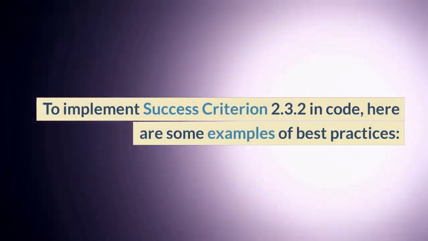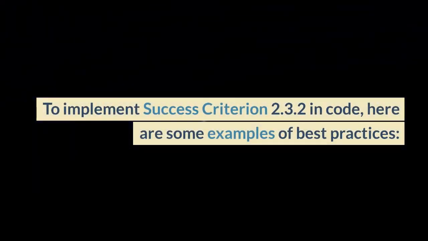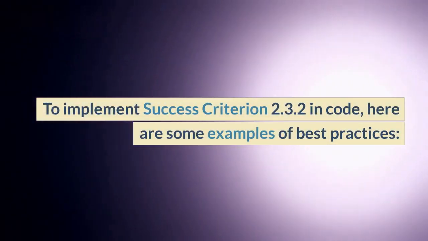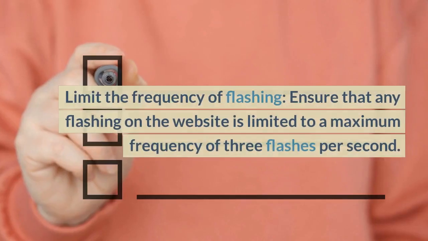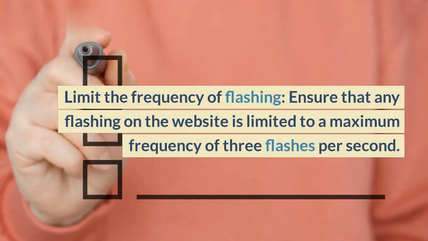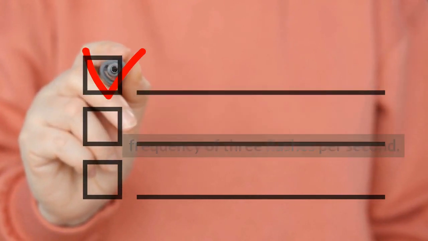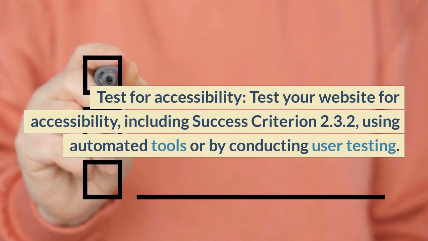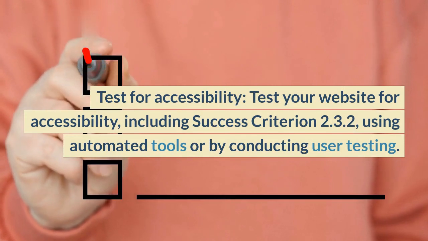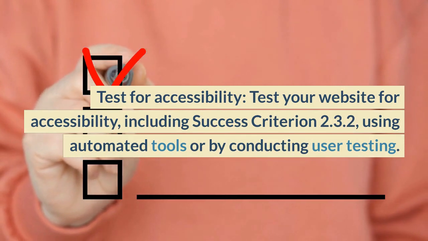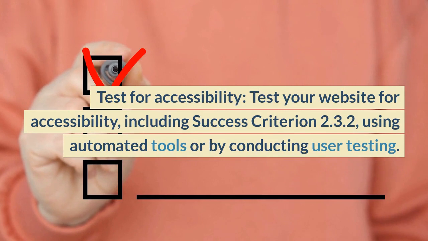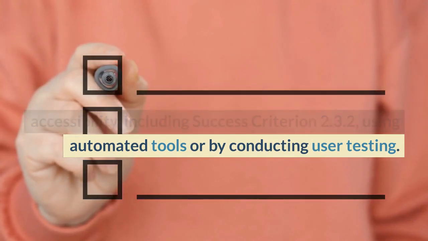To implement Success Criterion 2.3.2 in code, here are some examples of best practices. Limit the frequency of flashing. Ensure that any flashing on the website is limited to a maximum frequency of 3 flashes per second. Test for accessibility. Test your website for accessibility, including Success Criterion 2.3.2, using automated tools or by conducting user testing.